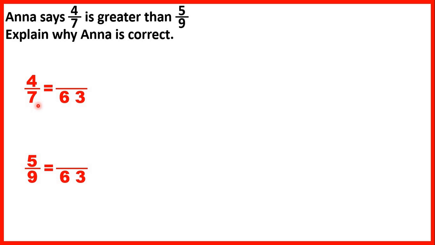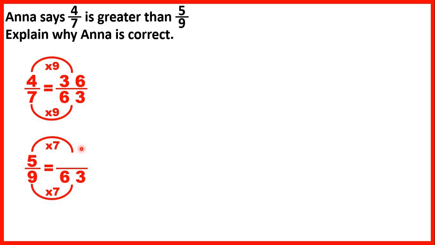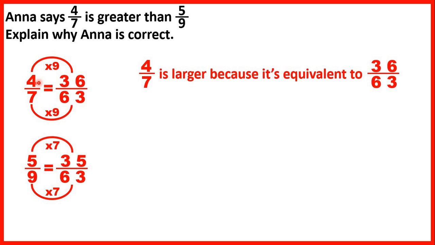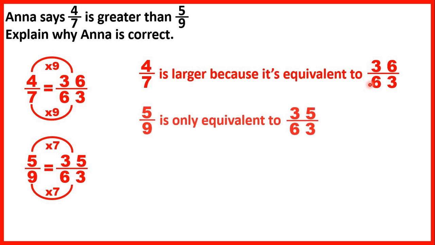We use multiplication to find equivalent fractions. 7 times 9 is 63, and if we do the same to the numerator, 4 times 9 is 36. 9 times 7 is 63, and 5 times 7 is 35. So 4/7 is larger because it's equivalent to 36 over 63. But 5/9 is only equivalent to 35 over 63.